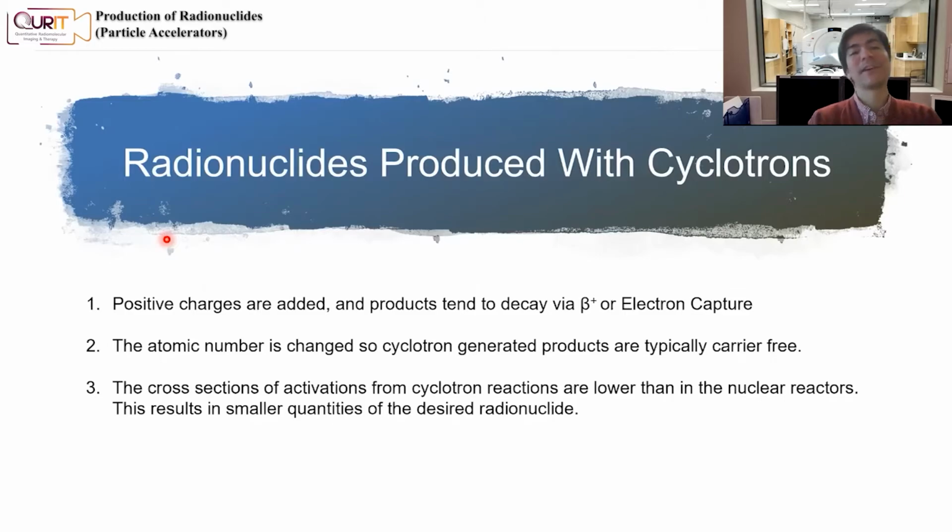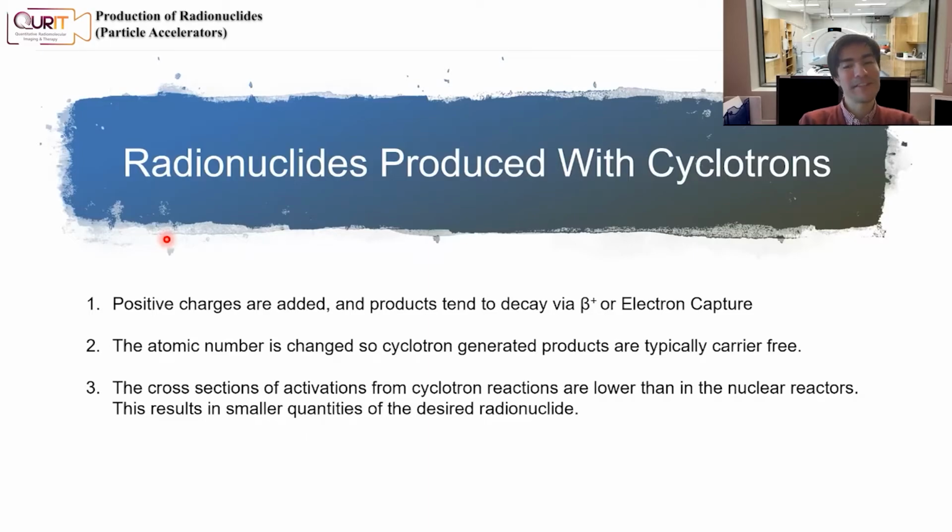Okay, what can we say about radionuclides produced with cyclotrons? Well, here we typically add positive charges. Similar to what we were saying for the nuclear reactor, in which we had an excess of neutrons, here we're typically adding positive charges. So there's going to be an excess of protons. So these radioisotopes will tend to decay by beta plus or electron capture. Again, they want to get rid of that excess of protons.